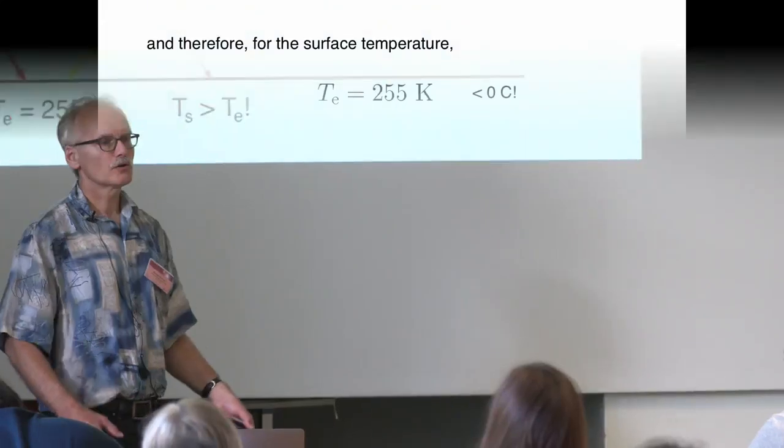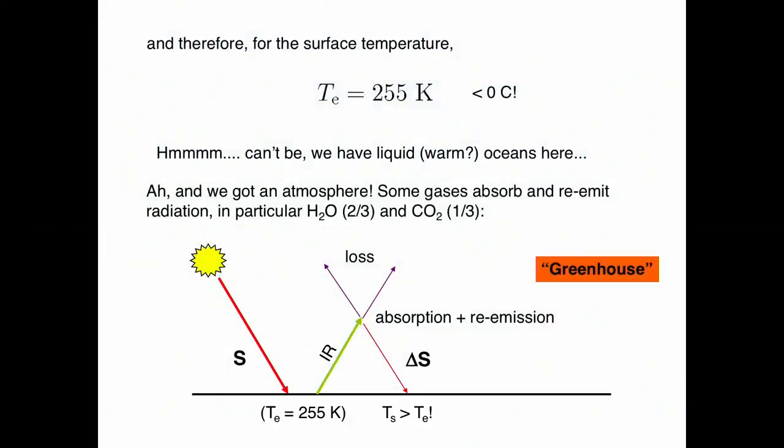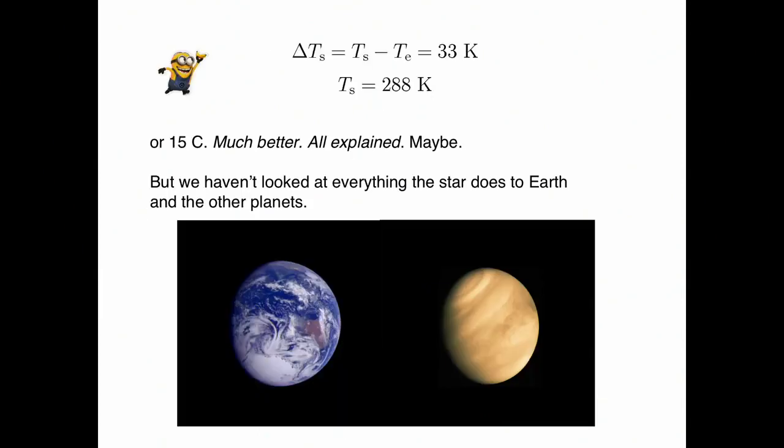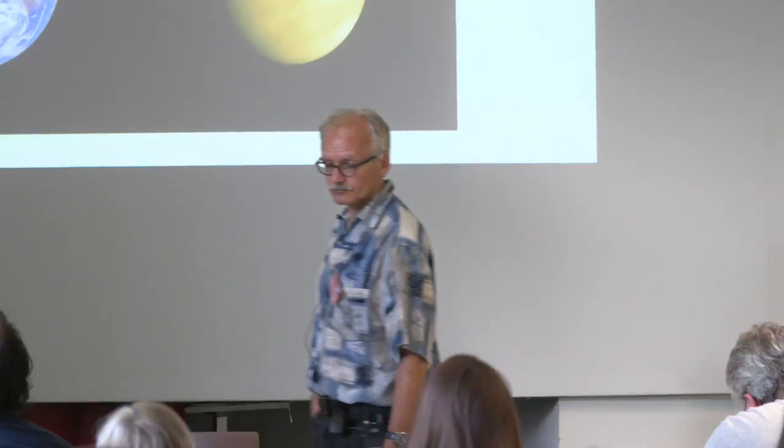Now you have to go through all the molecular calculations. It depends on the composition of the atmosphere, but anyway, if you do it for the Earth, we actually win 33 degrees of temperature, and that brings us to 288 K. 15 degrees centigrade, that's it. So we're done. We've explained it more or less.